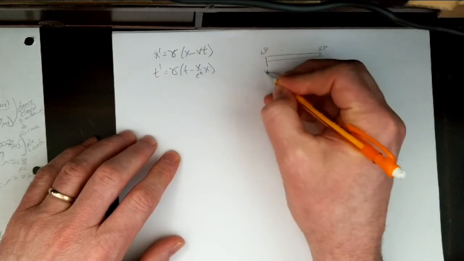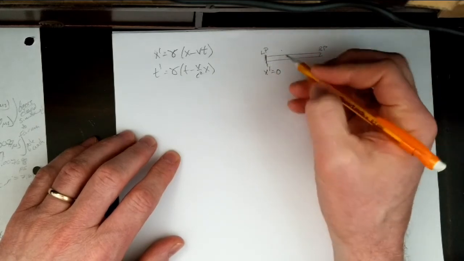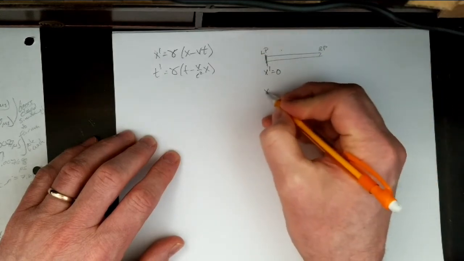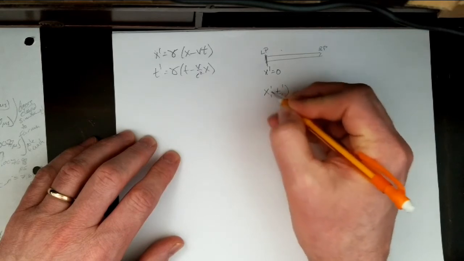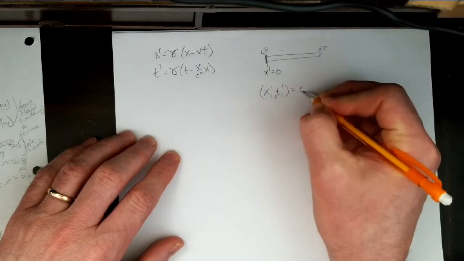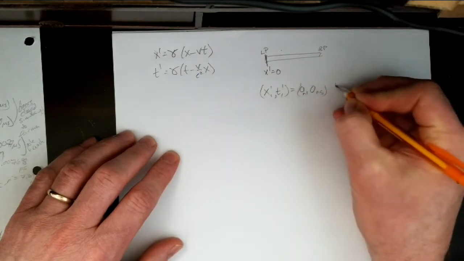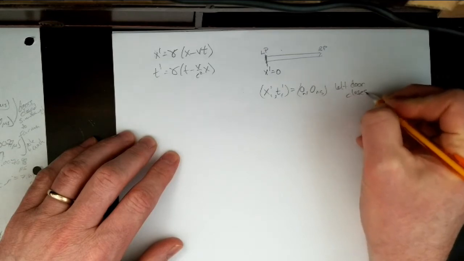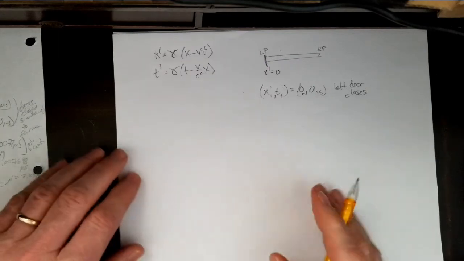I'm going to make this x prime equal to 0. So from the reference frame here, this is my origin in terms of the pole. And I'm going to make x1 prime, t1 prime equal to 0, 0 meters and 0 nanoseconds. And this is when the left door closes. So I'm synchronizing the two systems for when the left door closes. That is, the origins are in sync and the times are in sync.